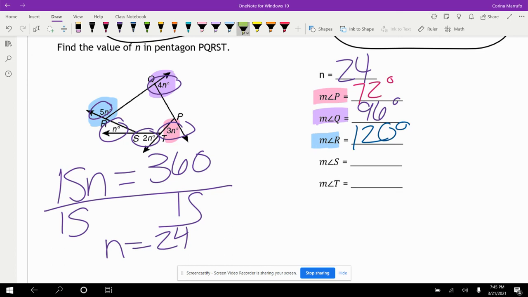And then we have the measure of angle S. So we find angle S. Here's angle S, which is just n, and we know n is equal to 24 degrees. And then last, the measure of angle T. Here's angle T, which is 2 times n, and we know n is 24, so 2 times 24 gives us 48 degrees.